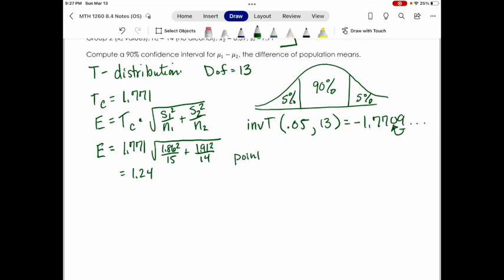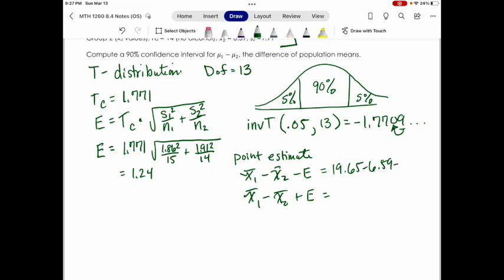So I am going to use my point estimate, which in this case is x bar 1 minus x bar 2. I'm going to subtract the error and add the error to find my lower and upper bound. Okay, so for my lower bound, I'm going to take 19.65 minus 6.59, and I'm going to subtract 1.24. For my upper bound, I'm going to take 19.65 minus 6.59 and then add my error.